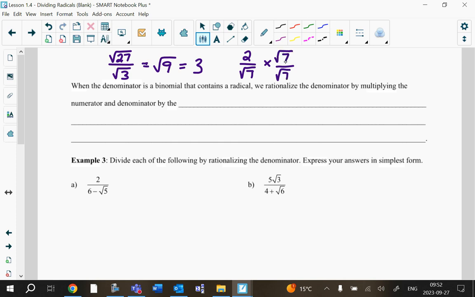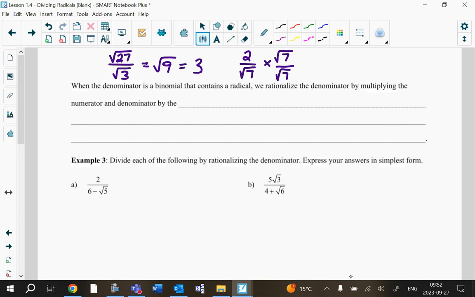Multiply top and bottom by root 7. Does anybody remember what that's called? The fancy words we use. Rationalizing the denominator. What does that mean? It means we're turning the denominator into a non-radical.